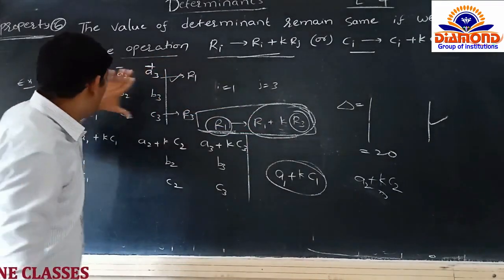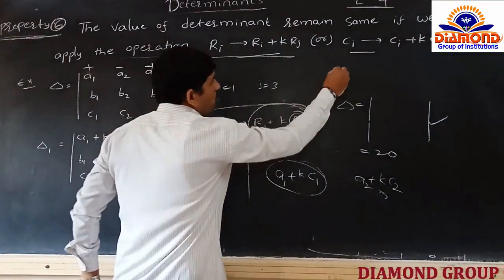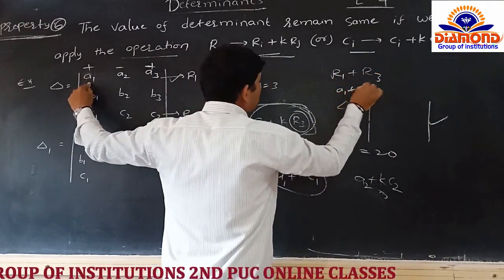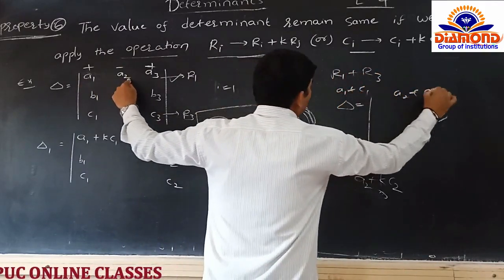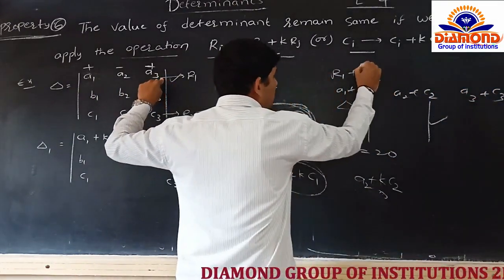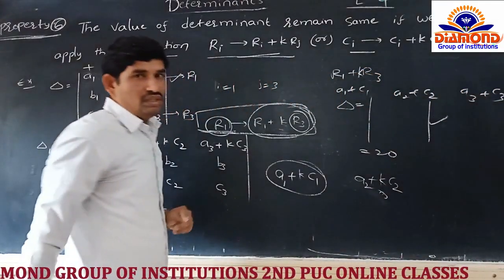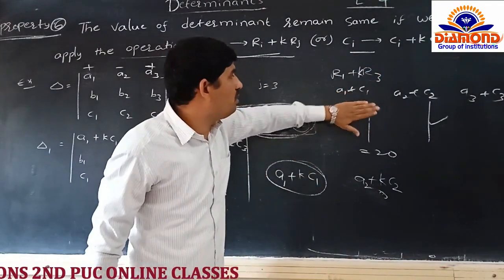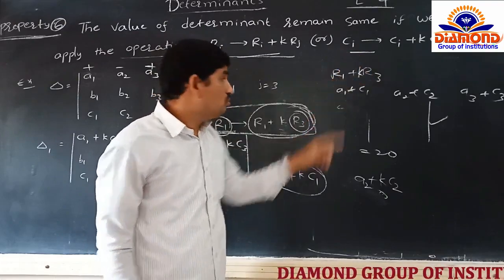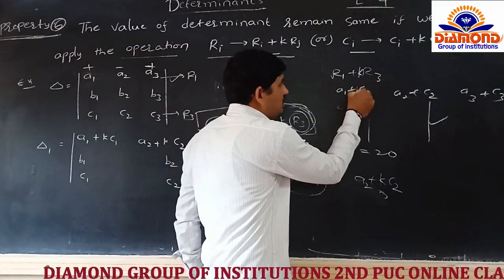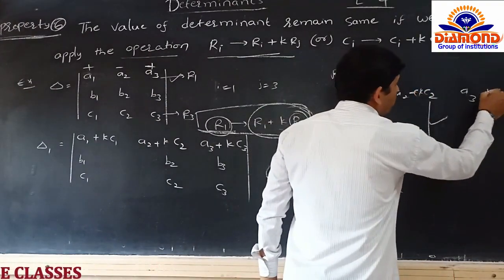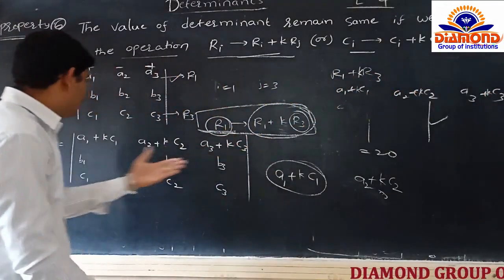K. Suppose I say add R1 plus R3, then you will write A1 plus C1, A2 plus C2, A3 plus C3. Simply we can write like this. Now suppose I say K into R3. We are multiplying the constant K for R3. So then we get A1 plus K into C1, A2 plus K into C2, A3 plus K into C3. Yes, we got the new R1 here.